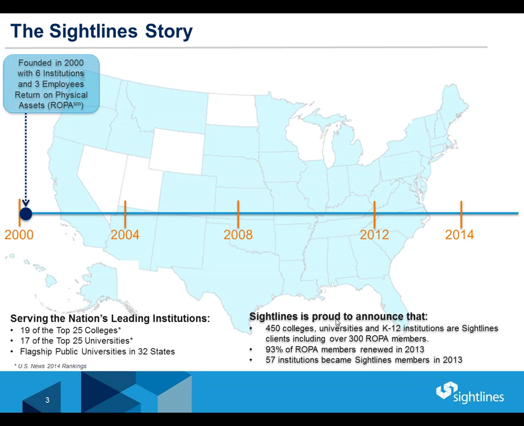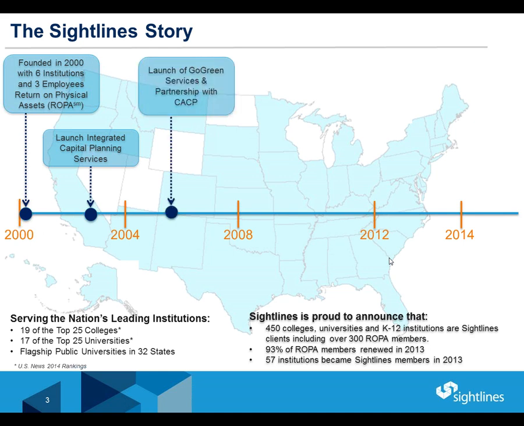A little bit about the Sightlines story. Those who've been working with us for a long time know that we've been in business since 2000, when we started with 6 campuses. We launched our capital planning services in 2003, in addition to our ROPA process. We launched our Go Green services in 2005 in partnership with Clean Air Cool Planet, and all of those services continue to be in place in 2014.